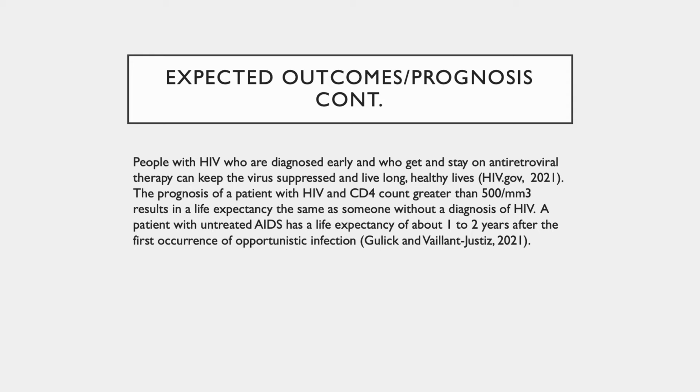People with HIV who are diagnosed early and get and stay on antiretroviral therapy can keep the virus suppressed and live long, healthy lives. The prognosis of a patient with HIV and CD4 count greater than 500 results in a life expectancy the same as someone without a diagnosis of HIV. A patient with untreated AIDS has a life expectancy of about 1 to 2 years after the first occurrence of opportunistic infection.